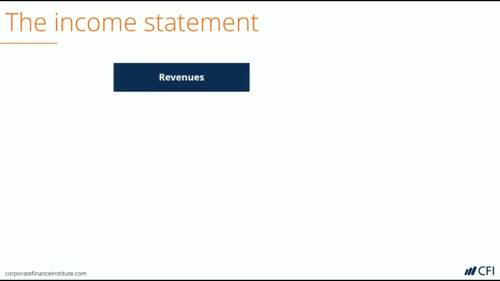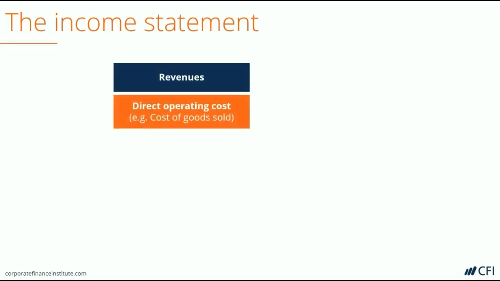The income statement starts at the top with revenues. Revenues can also be called sales or turnover. It represents the income that a company receives for selling goods or services. Below revenues, we have direct operating expenses, such as purchasing inventory. This line is often called cost of goods sold or cost of sales. This is the first expense line on the income statement.